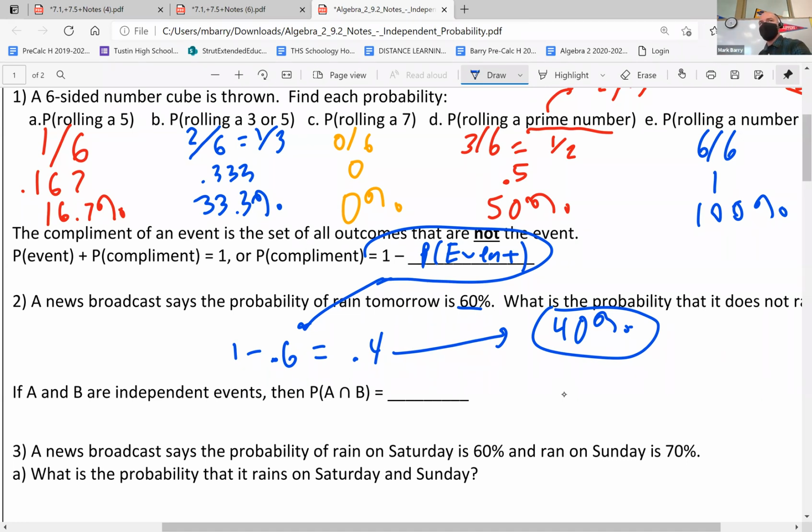Can anybody think about this for a second? Maybe you can write it in the chat. If it doesn't rain tomorrow, even though they said 60% it's going to rain, why would I say that they're not wrong? They weren't wrong.